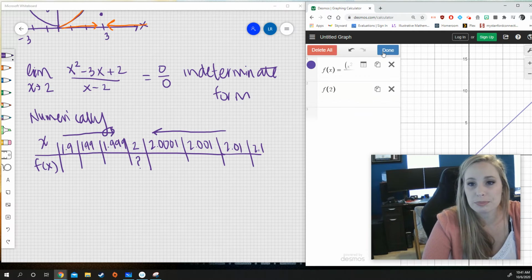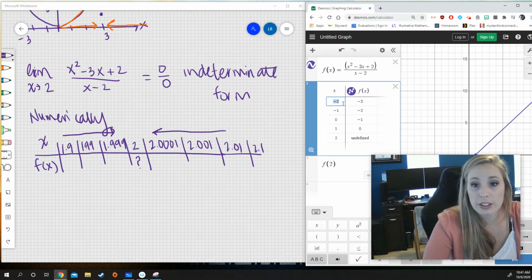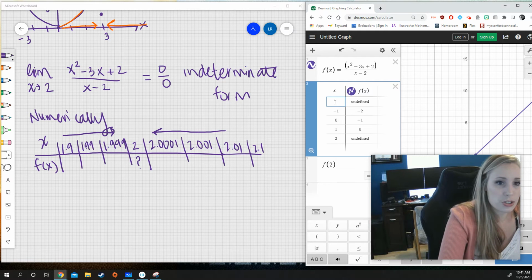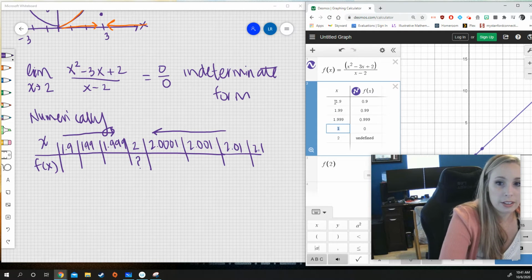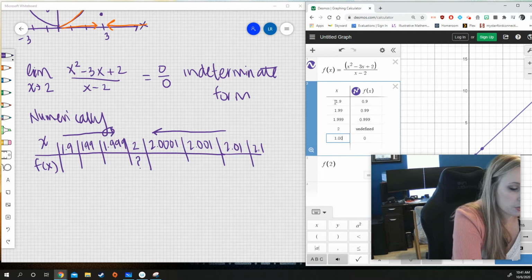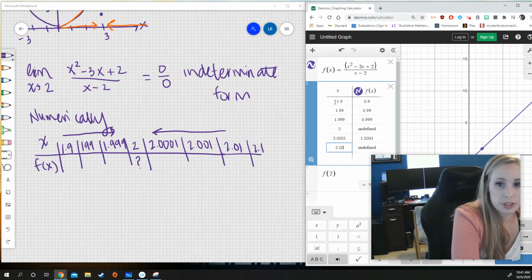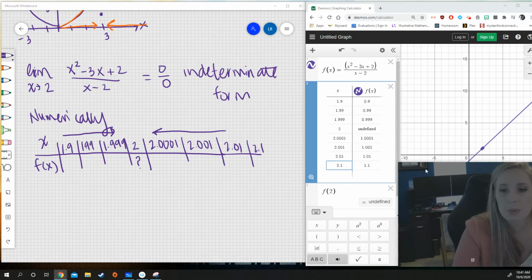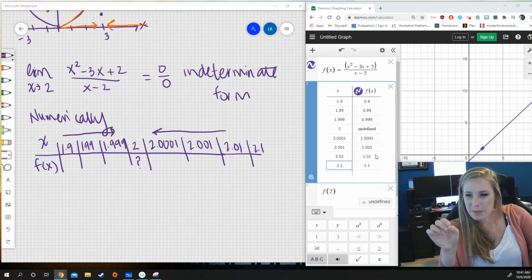So let's go ahead and click this gear, and let's change this to a table. So the function is still there, but now we're going to look at the table, and we want the table centered around the value 2. I don't know how to delete numbers on here, so let's just go ahead and start by 1.9. Make this 1.99, 1.999. We'll keep 2 in the center. 2.0001, 2.001, 2.01, 2.1. And what we want to do is we want to look at these values to analyze what would make sense to be in the middle.